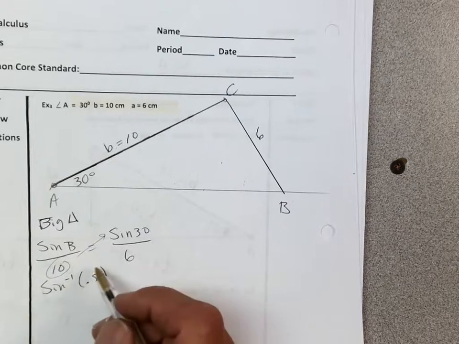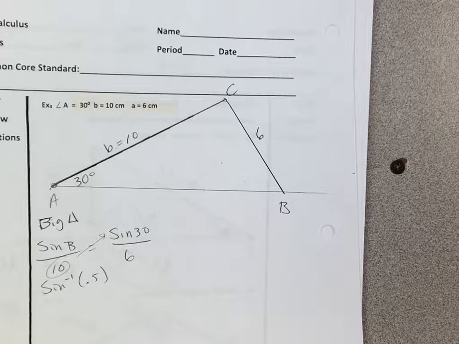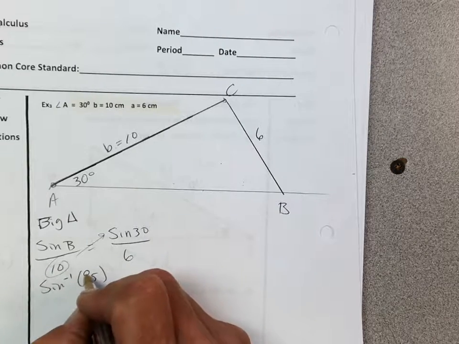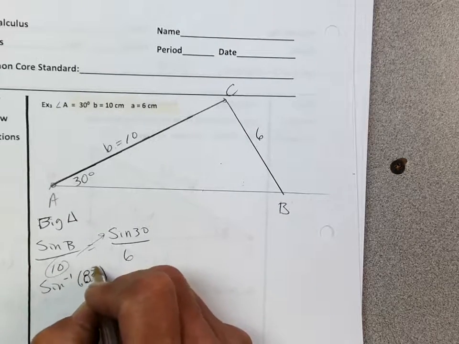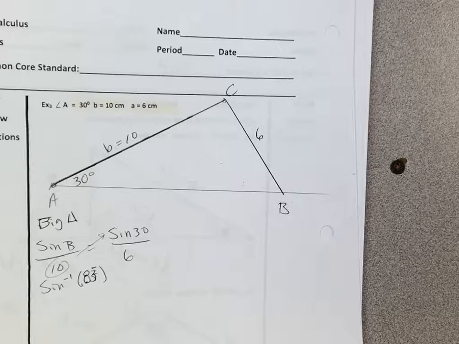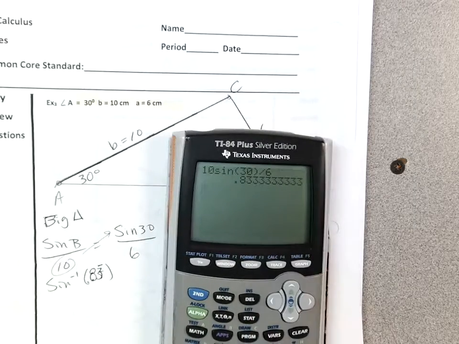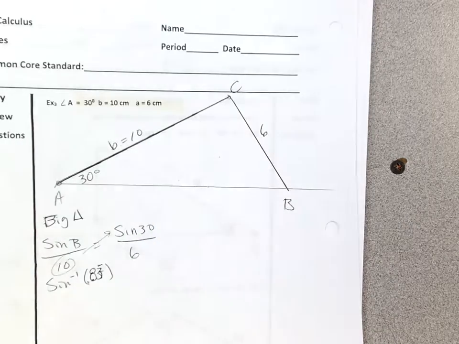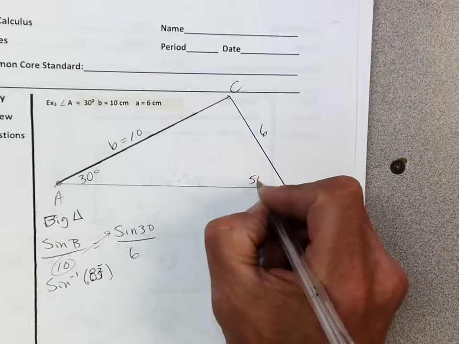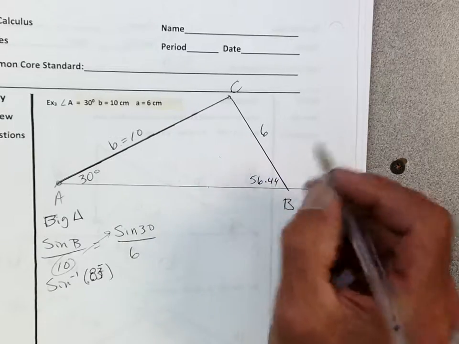I did get some. You should get the decimal 8.33 of 6, 0.833. Thanks, Marie. Sine inverse that, right? So I'm going to go sine inverse of that answer, about 56.44, okay? There we go, that's better.